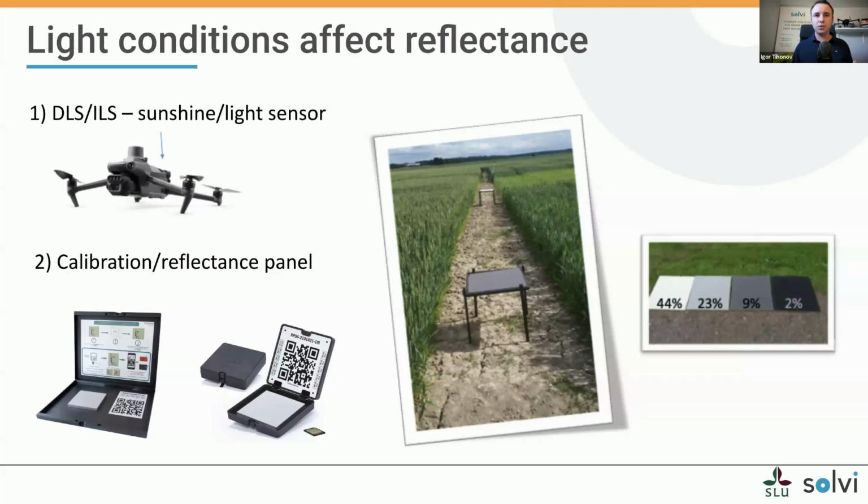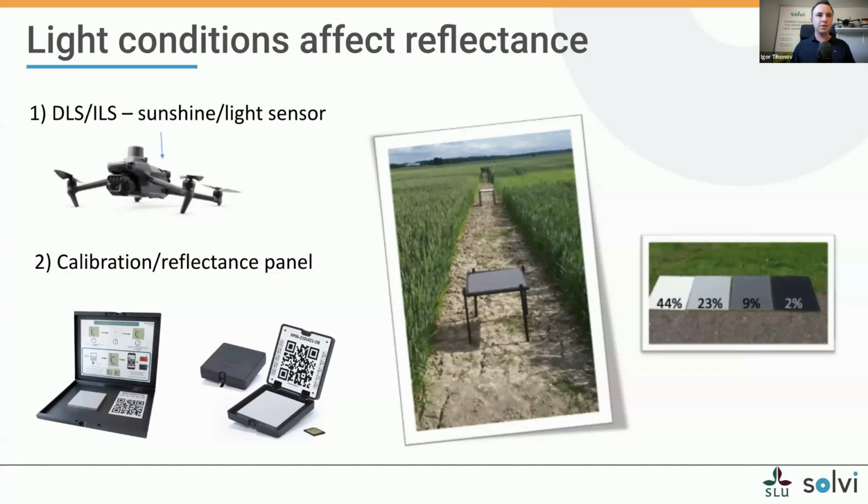And there are two different ways of doing the calibration. First of all, on most drones, there is a light sensor that sits on the top of the drone and records the amount of light that is coming in from the sun, and stores that data in the metadata in every image. That information can then be used during the processing to do the necessary corrections.